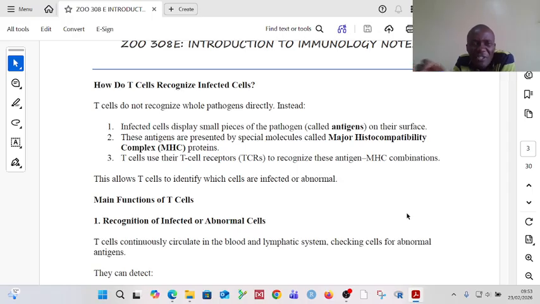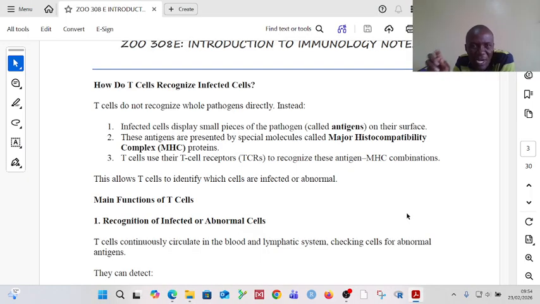Okay? So if the pathogen is in a cell, that pathogen will have its antigens, small pieces of that pathogen, on the surface of that cell. Then the MHC proteins will come and combine with these antigens. Then the MHC protein will present those antigens to the T cell receptor. So the T cell receptor only recognizes these antigens after they have combined with the MHC proteins.